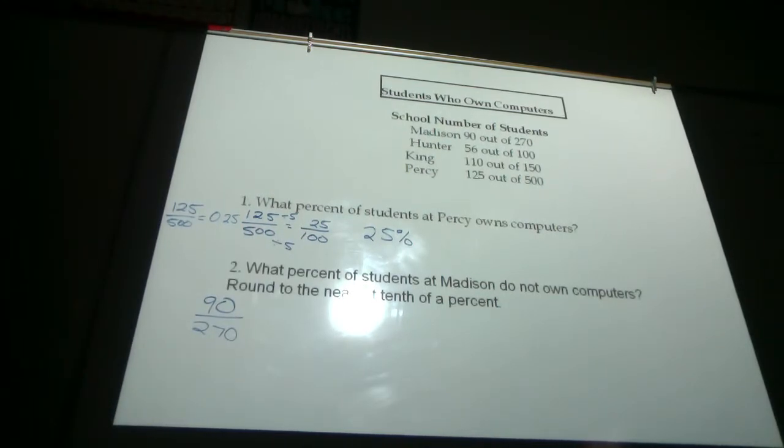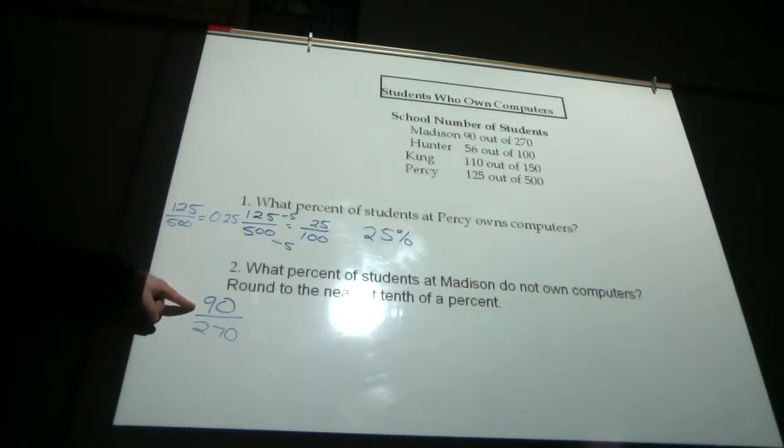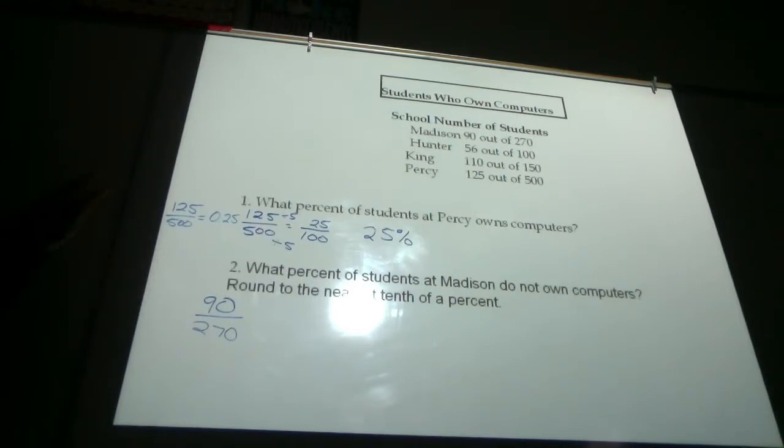Here's part of the population. Here's the entire population. That's our part to whole relationship that we talked about earlier. When we see ratios from this point forward, we should start to recognize what we are comparing: part to whole. For finding percent, we have to always do part to whole. So, how many students do not own a computer at this school? 180.